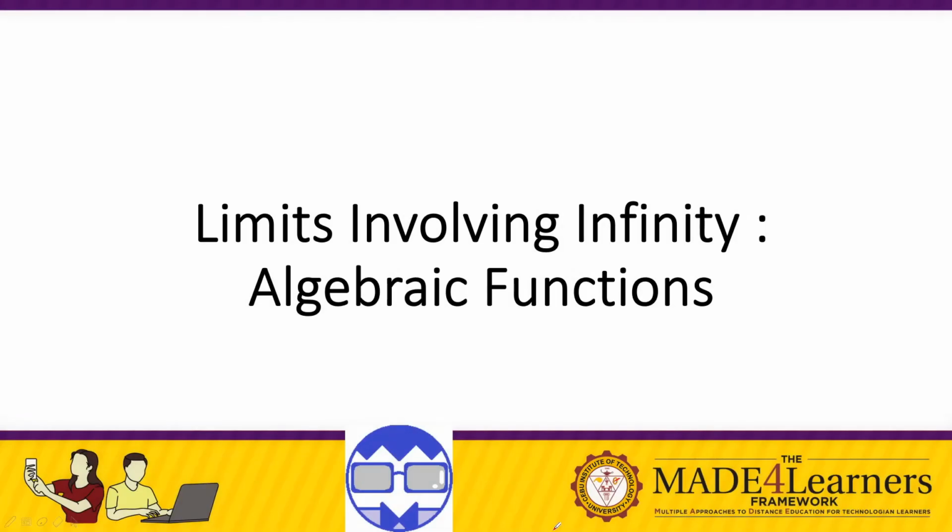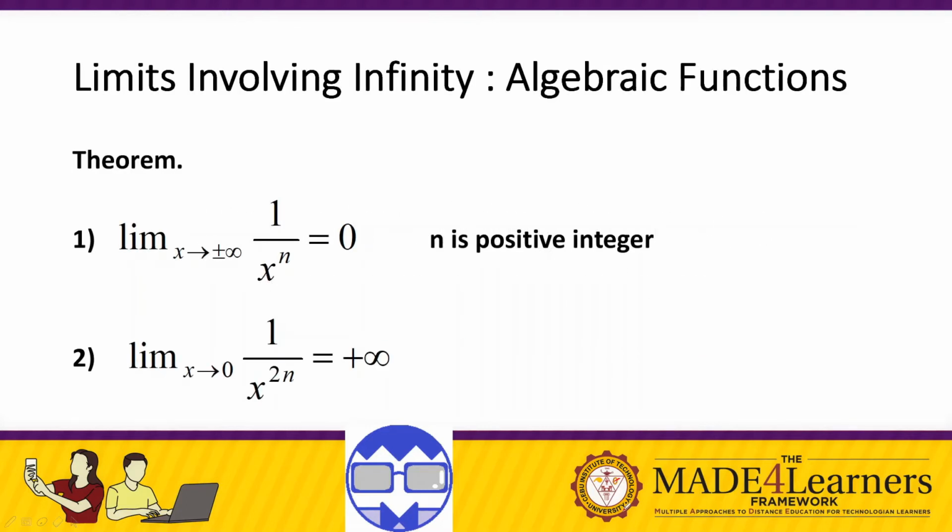Let's now try to look at the limits involving infinity. So we have, for algebraic functions, a little bit of theorem and properties. We need to remember these properties. The limit as x approaches positive or negative infinity of 1 over x to the power of n, as long as n is a positive integer, is just 0.